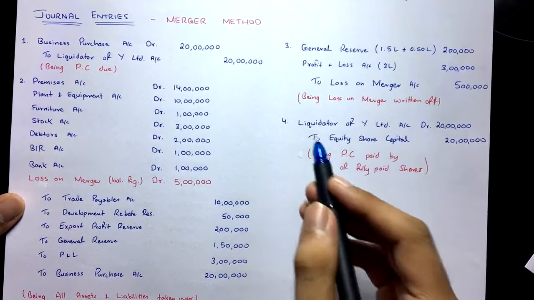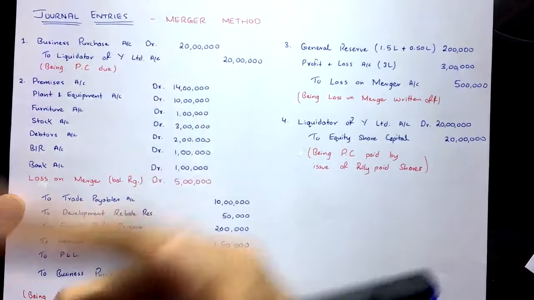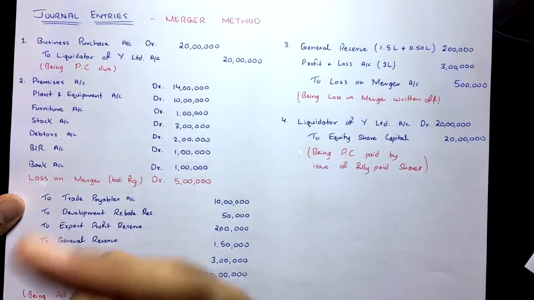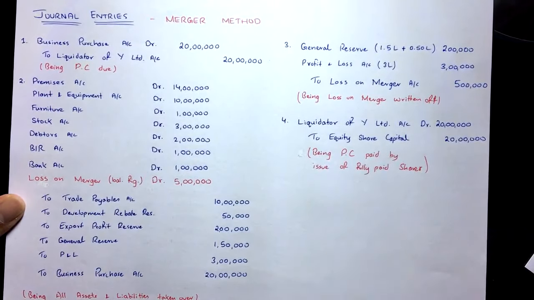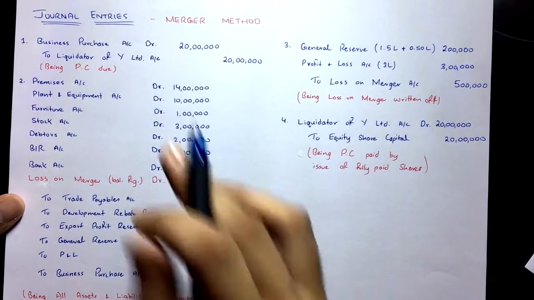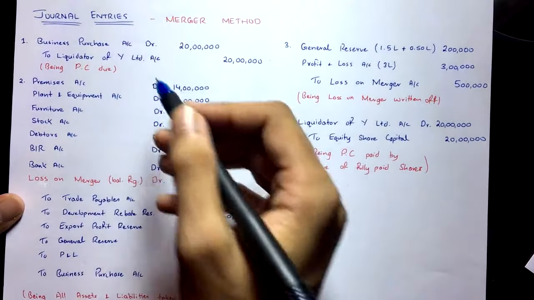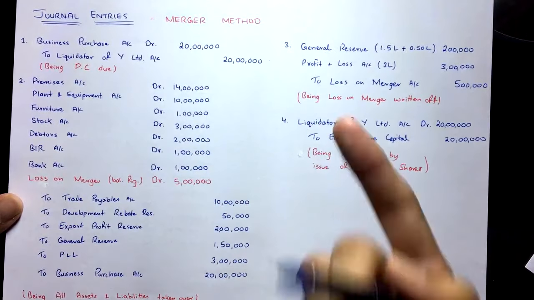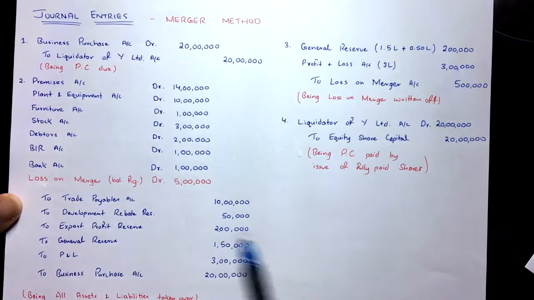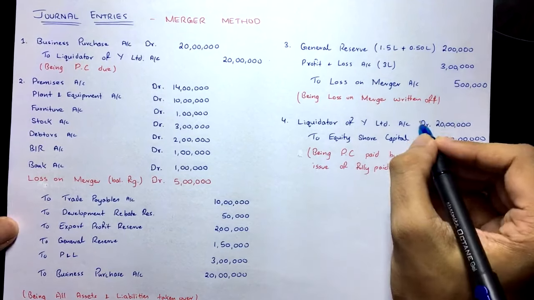See, it's very simple. Here we accepted that we have to pay to liquidator, this person who is going to liquidate that company. Yes, we hand over our purchase consideration to that person, liquidator person. So now here we accepted that our liability is increasing. We have to pay due. We have to pay to liquidator. But in the fourth entry, we are paying off the purchase consideration, so our liability is decreasing.